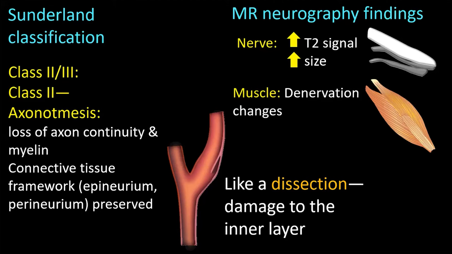And for this, we can see increased signal and increased size. And because now, the same way we're starting to interrupt the flow, it's not just the plaque, we actually have a dissection that can be throwing emboli, we will see end organ changes. And so we'll see denervation changes in the muscle.